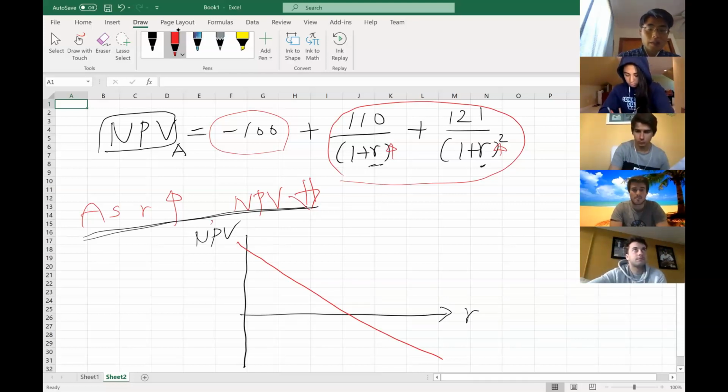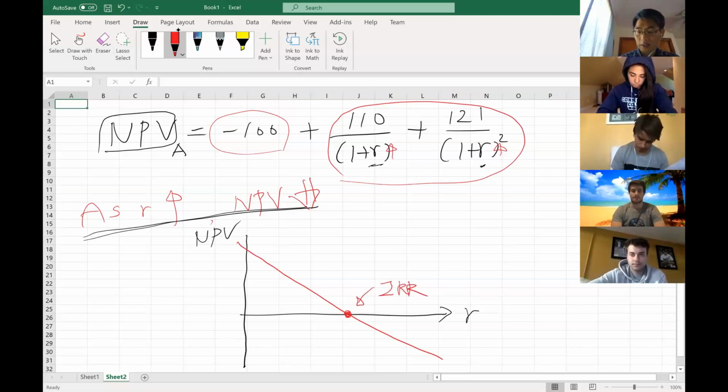Okay, so what the internal rate of return tells us is that the internal rate of return is the value of R that makes the net present value equal to 0. So that's here, right? So this is the internal rate of return. Okay, so internal rate of return is the value of R that makes the net present value equal to 0.